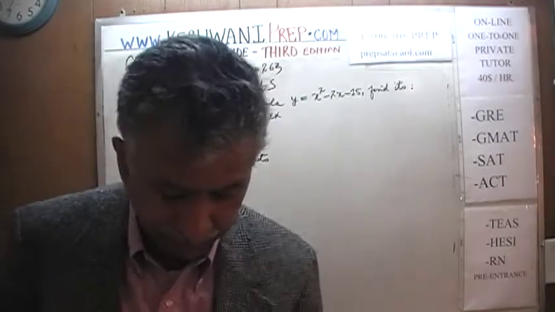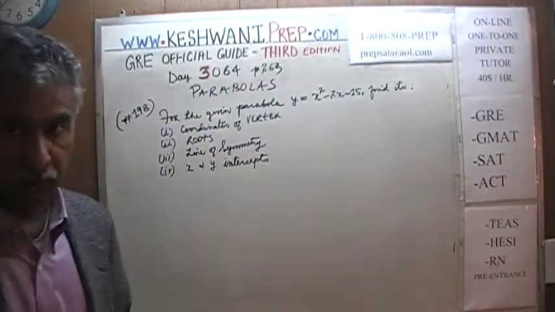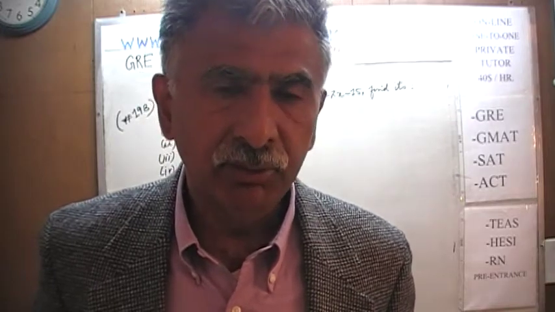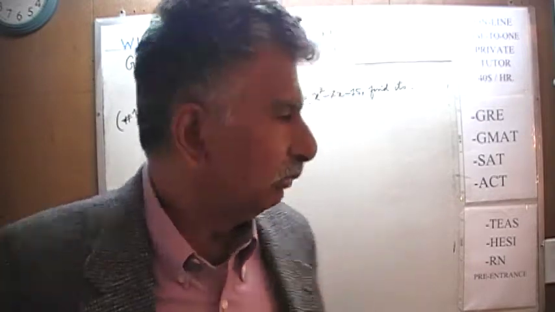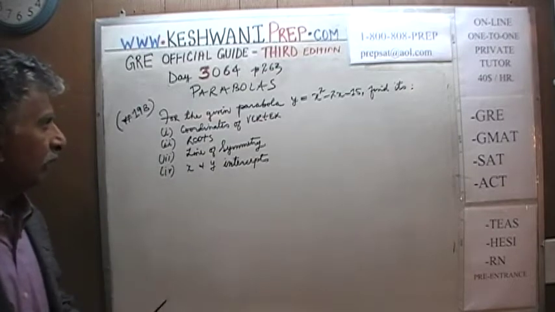Yesterday we did problem number 19, which deals with, as it says right here, parabolas. We labeled that as part A. I explained in the last video that we're going to do three more problems like that, dealing with parabolas. Part A we did yesterday, today we're going to do part B, and then there are two more to go, C and D. Let's take a look at this problem.